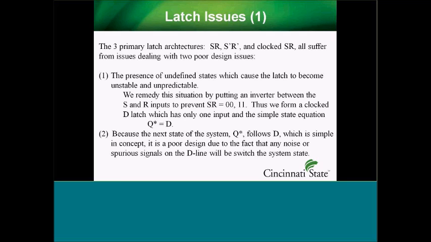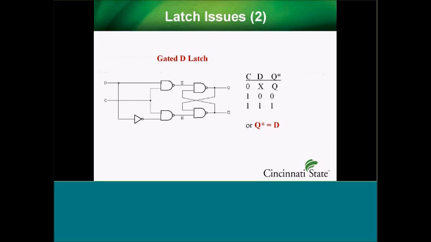We basically said that these three architectures all suffer from the same main issue. You can see here they all have undefined states. The presence of undefined states causes the latch to become unstable and unpredictable. The last thing you want is something that's bouncing around. The quick remedy was to put an inverter between S and R such that it prevents those two from being the same. And thus we have a clocked D latch, which only has one input. So D is basically the S signal, and you've got an inverter going in where the R was. Now it prevents the undefined state. If the clock is low, the state doesn't change. And if the clock is high, the next state of Q just follows D. And that's the solution there.